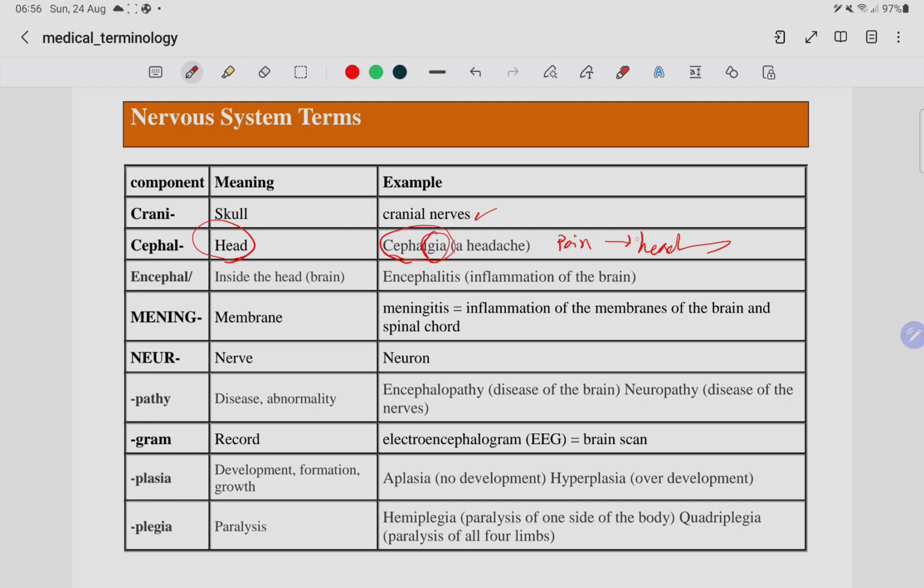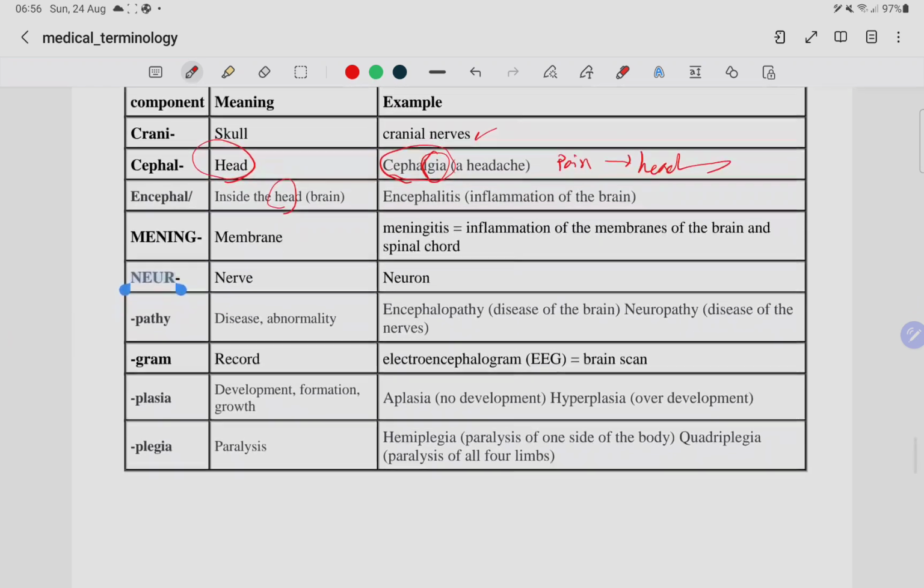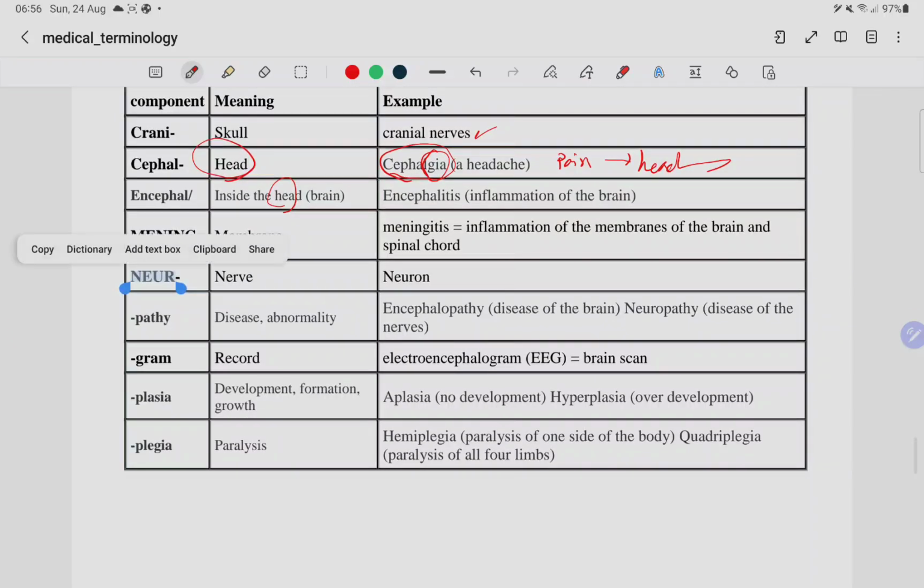Okay, encephalo, inside the head, like encephalitis, there is inflammation of the brain tissue. Meningio means the membrane that is overlying the brain and spinal cord. So when I say meninges, this is the brain, this is the membrane that is surrounding the brain. So when I say meningitis, there is inflammation of the membranes of the brain.